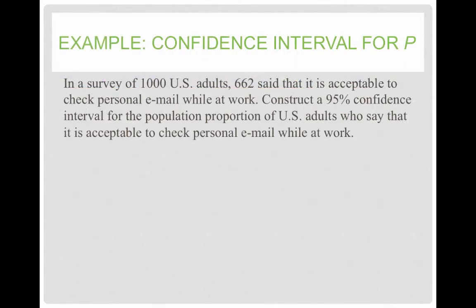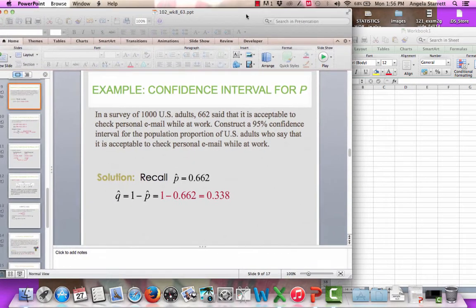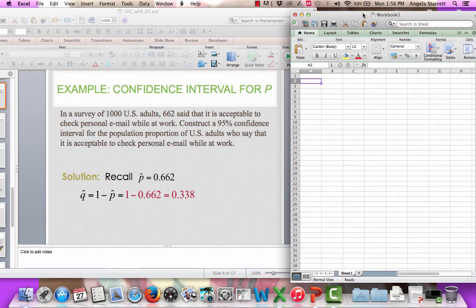All right, so let's go through an example. Going back to where we just calculated our sample statistic, in our survey of 1,000 U.S. adults, 662 said that it is acceptable to check personal email while at work. Construct a 95% confidence interval for the population proportion of U.S. adults who say that it is acceptable to check personal email while at work. Step one was to figure out x and figure out n. We know x is 662 from our problem, and we know that our sample size is 1,000.